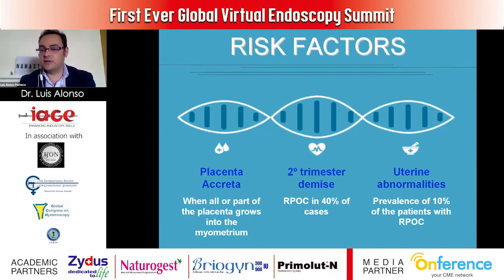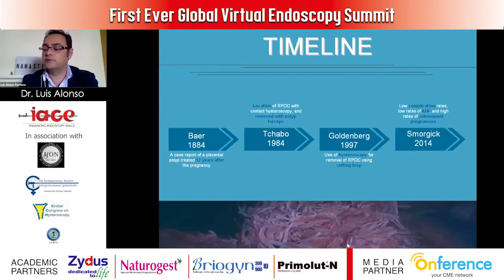There are some risk factors associated with this pathology. Accretism of the placenta is when the placenta is firmly attached in the myometrium. Second trimester demise, up to 40% of cases develop retained products, and uterine abnormalities. There's a prevalence of 10% in patients with these retained products.